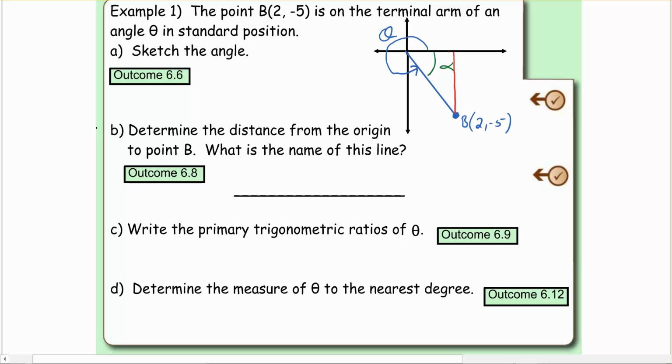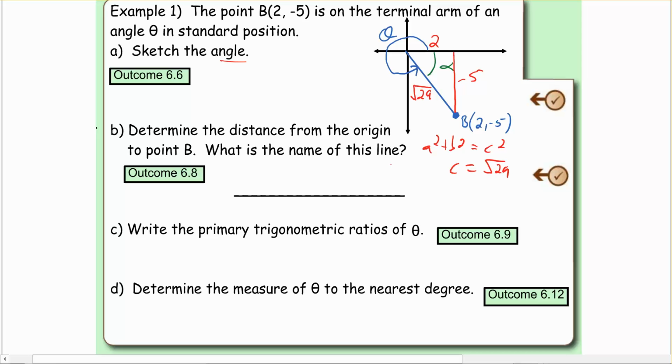Well, I know first off that this side of the triangle is going to be 2, and this side's going to be -5. And that's good enough for the sketch for part A. Part B says determine the distance from the origin to point B. Well, that's going to be pretty straightforward. That's just a squared plus b squared is equal to c squared. So if you do that, you get c is equal to square root of 29. So this is square root of 29 on that side.